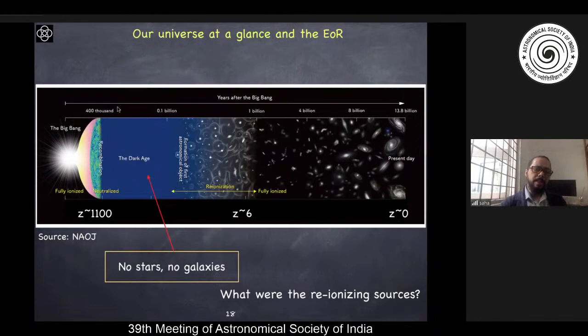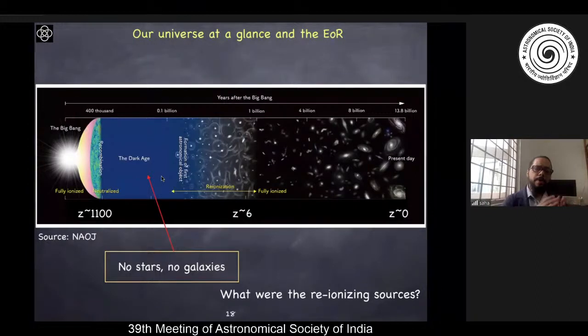So basically, this is the evolutionary history of our universe, and our universe went through different phases. In the early phase, it went through a phase called recombination, when the electrons and the protons recombined. This recombination was over around 400,000 years, when the universe was 400,000 years old, which is around redshift 1100. And then after that, it went through a phase called the dark age, where there were no stars and galaxies and no light.